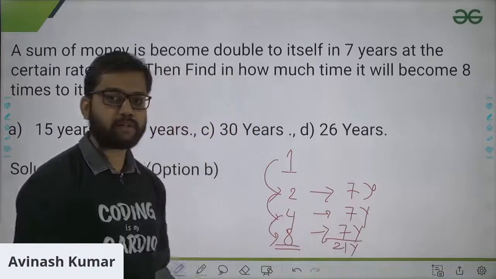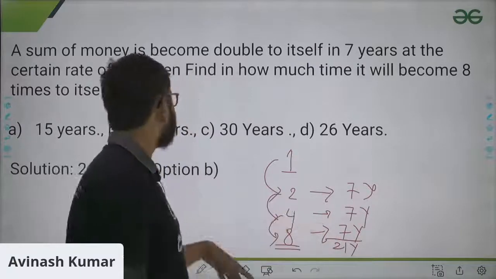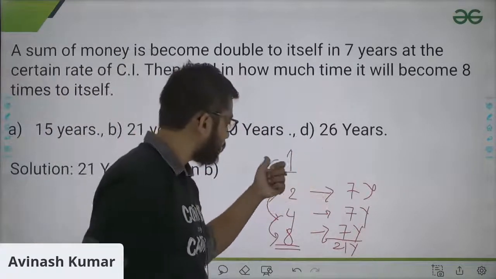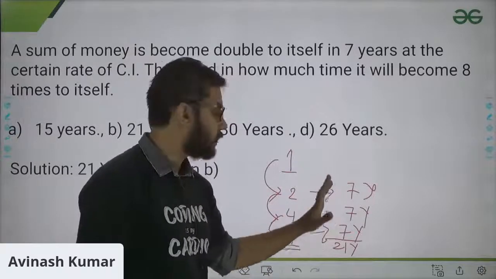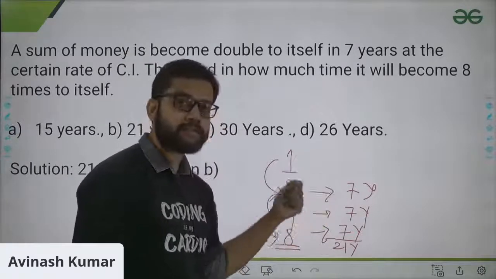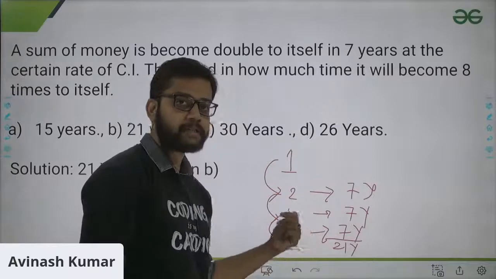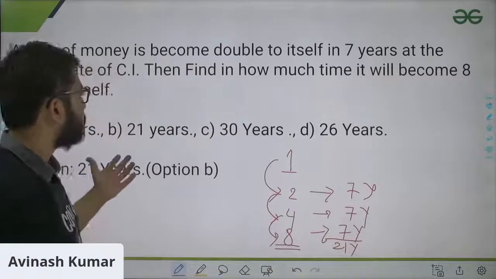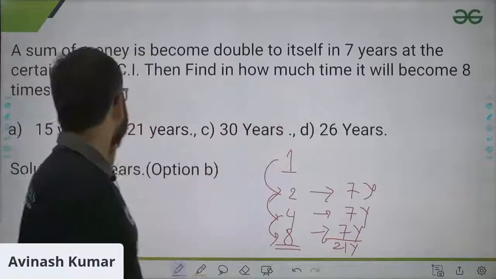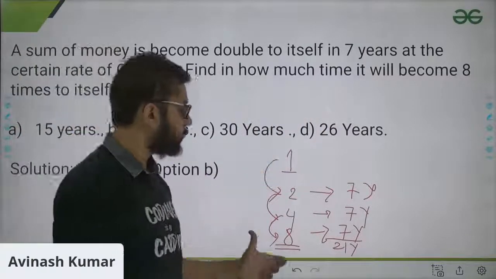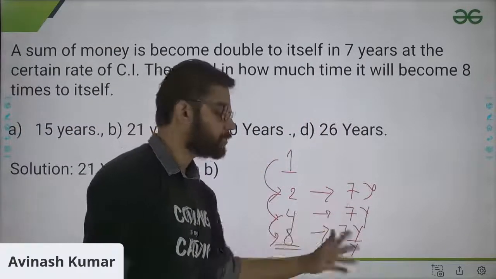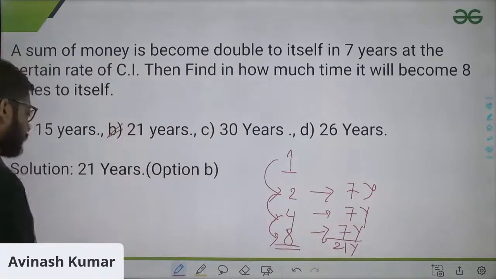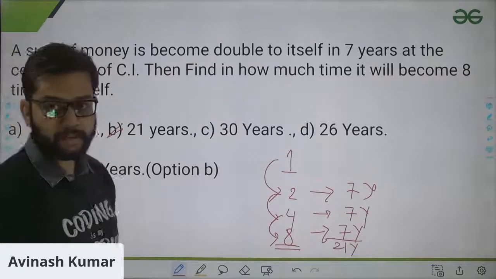Don't always run for the formula. You can see the sum of money has become double itself in 7 years. It means for 1 to 2 it takes 7 years, then in the next 7 years it will become 2 to 4, and again in the next 7 years it will become 4 to 8. It's asking how much time it will take to become 8 times itself. So the 1 rupee is getting 8 times, and the time taken is exactly 21 years. Our option number B. Any doubt?